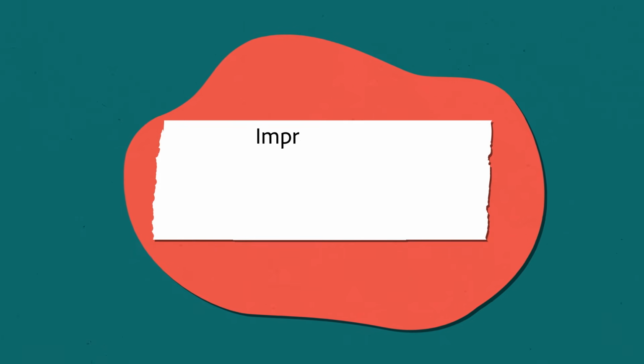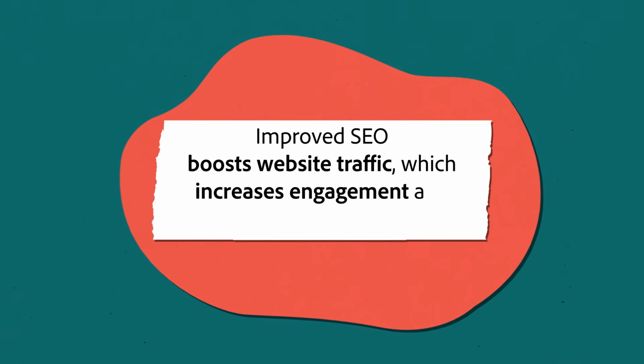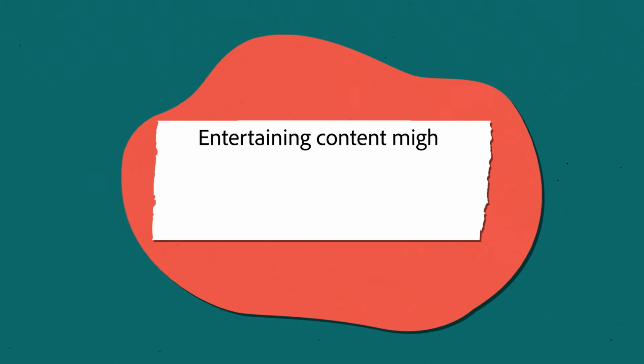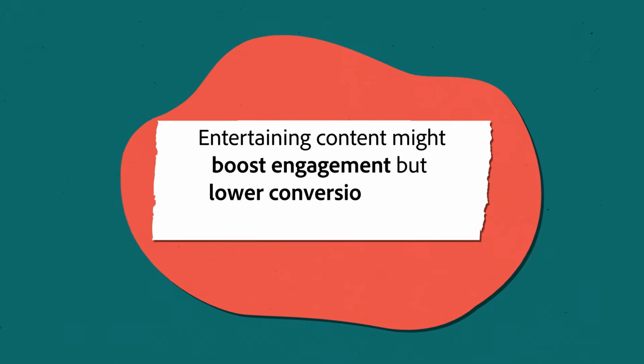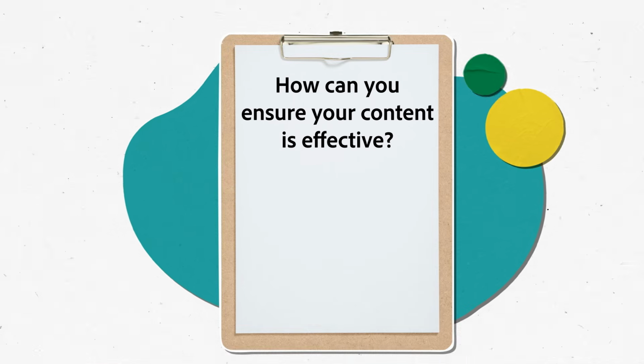For instance, improved SEO boosts website traffic, which increases engagement and conversions. But there are trade-offs. Entertaining content might boost engagement, but lower conversions if the call to action isn't clear. So how can you ensure your content is effective?